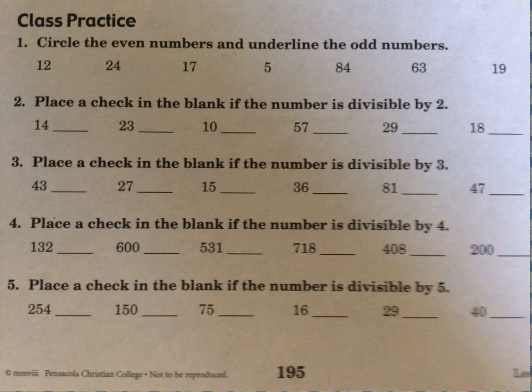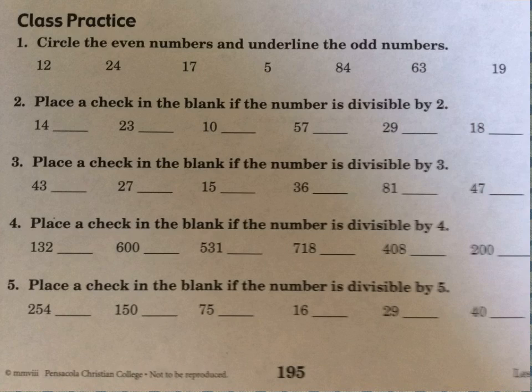Okay, for our last one on this page, we know that if a number is divisible by 5, it ends in a 5 or a 0. So 554 ends in a 4. It means it's not a 5 or 0, so we won't put a check there. 150 ends in a 0. So that is divisible by 5. We'll put a check there.